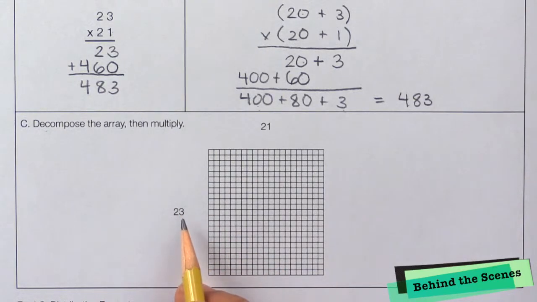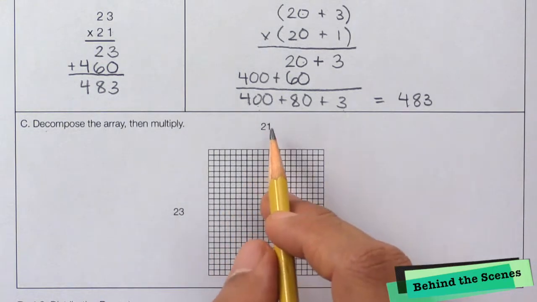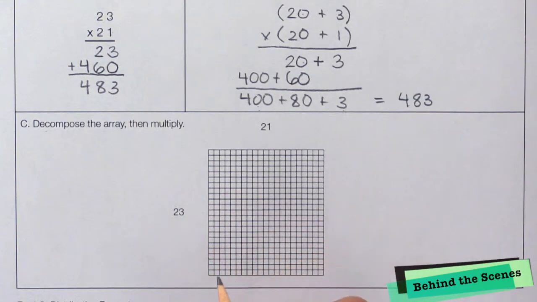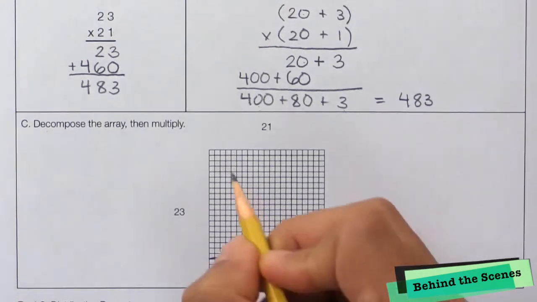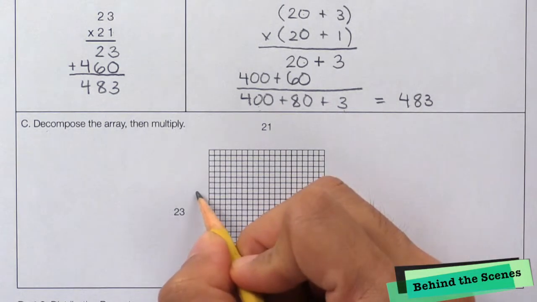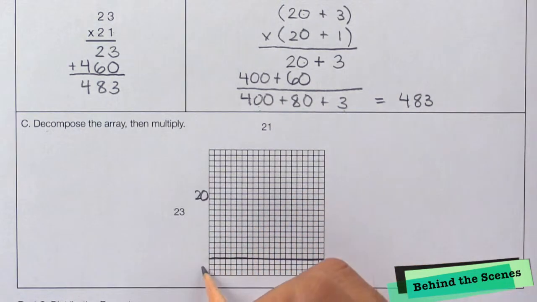So here's 23 times 21. First, let's break up 23 into 20 plus 3. The last 3 are easy to count, so I'll break it off there. And here we have 20 plus 3, so write it down. Here's 20, and here is 3.